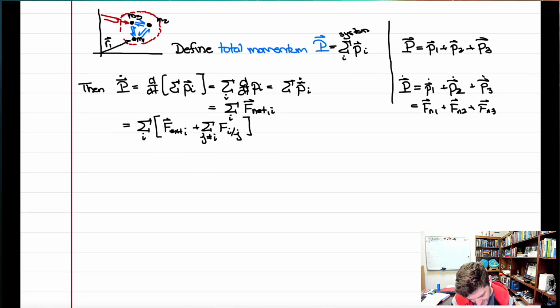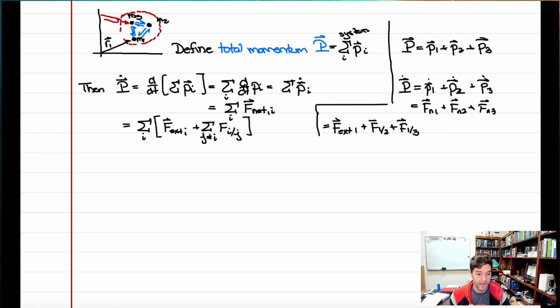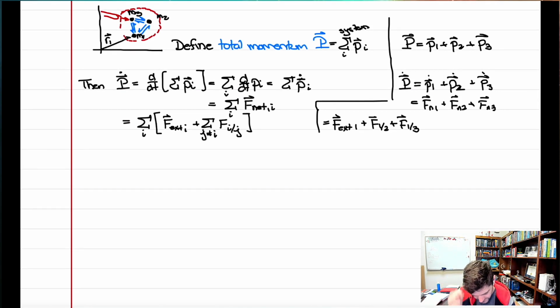So again, in this case, this gets a little bit longer. The net force on particle 1 might then be the external forces on particle 1, which I'm only getting right. That itself might also be a sum if there are multiple things acting on a particular particle, but I'm just going to write it as a single term, plus the force on 1 from 2, plus the force on 1 from 3. And that's the total force acting on particle 1. We've completed one term of that big old sum.